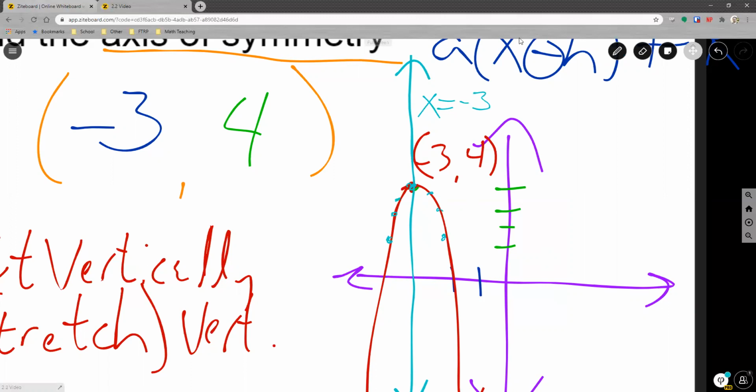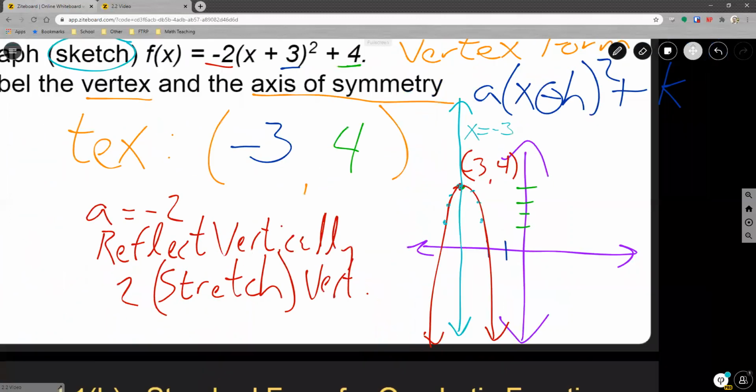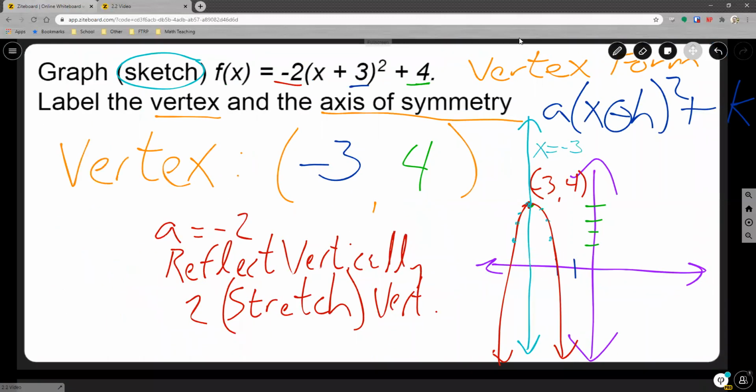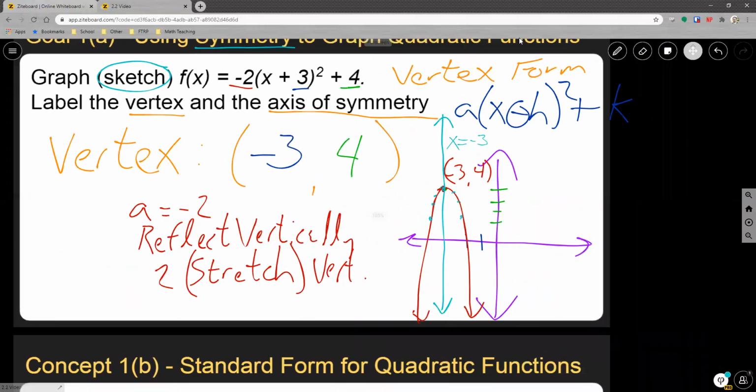And now I've covered the 3 things I need to do. I sketched the graph, I labeled the vertex, -3, 4, and I labeled the axis of symmetry, x equals -3. And I'm done. Goal 1A is complete.